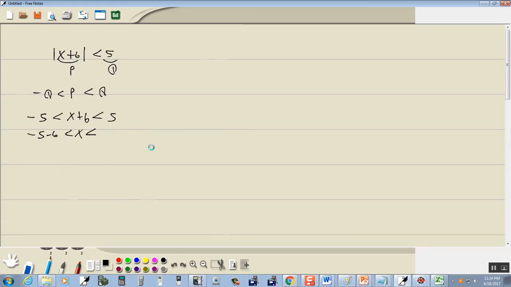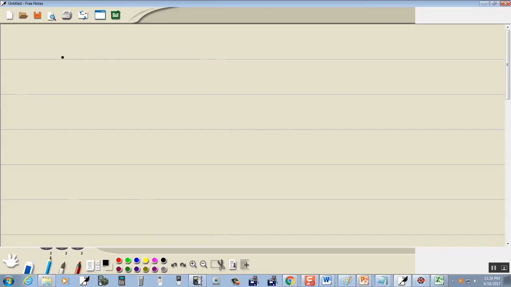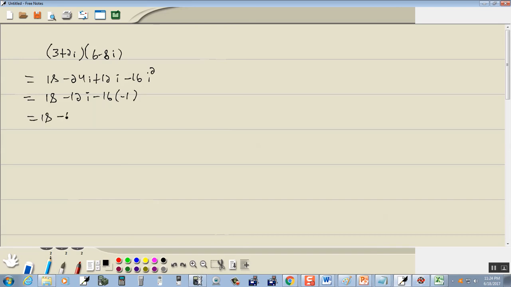Let me clear this off. And we got 3 plus 2i times 6 minus 8i. Now if I FOIL this, 3 times 6 is 18. 3 times negative 8i is negative 24i. 2i times 6 is 12i. 2i times negative 8i is negative 16 i squared. Negative 24i plus 12i is negative 12i. i squared is negative 1. Negative 16 times negative 1 is a positive 16. And what's that give us? 34 minus 12i.